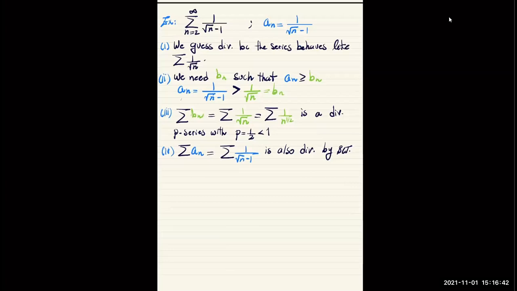And we're doing comparison tests, okay? Well, we're doing the basic comparison. And then today we'll do what's called limit comparison. But I have to do one more example.